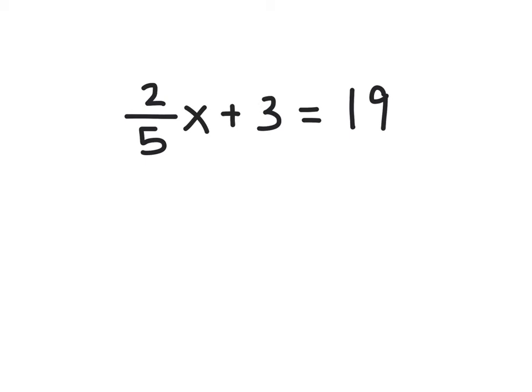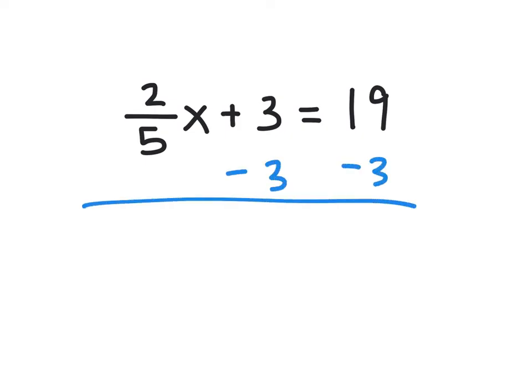Now, the same steps are going to happen in this problem. Just because our coefficient is a fraction instead of a whole number doesn't mean we don't follow the same steps as before. Our same step in solving this equation is to remove the 3 from both sides. So we're going to remove 3 from both sides first. And these 3's cancel out and make 0, so I end up with 2/5 x equals 16.